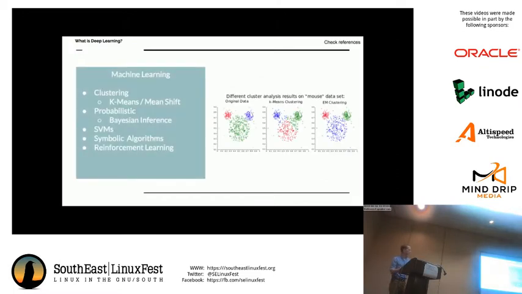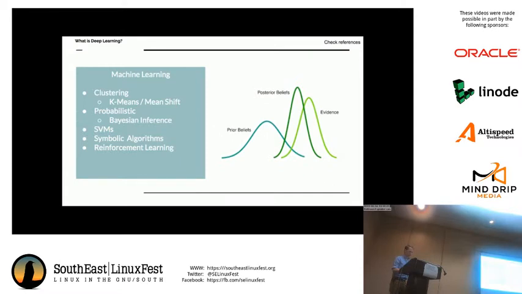So you have everything from clustering. So K-means clustering, you might have a lot of data points, and the goal is that you're gonna go and try to find what things belong to one group automatically. Probabilistic, like Bayesian inference, is gonna be looking at what is the probability that maybe a cause and effect happened or something like that.